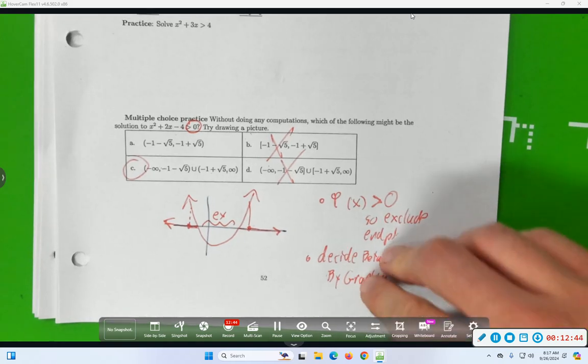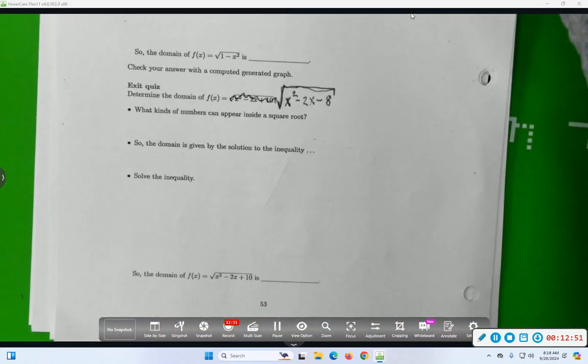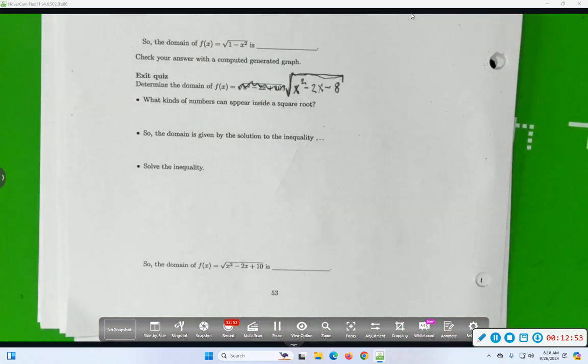Nice. People feel pretty good? Last thing I want to do is let's combine this idea of inequalities with domain. I don't want to jump down to the example that follows, but in fact I've changed the function. Let's find the domain of a square root, and let's make it the square root of x squared minus 2x minus 8.